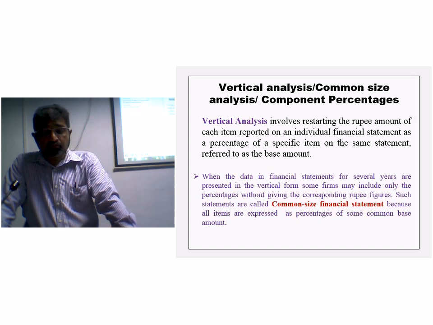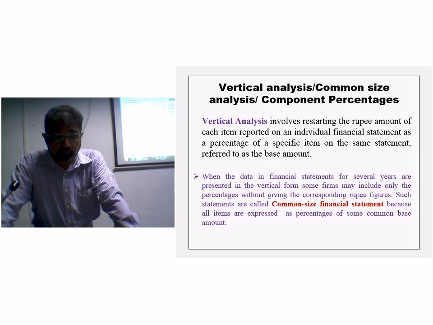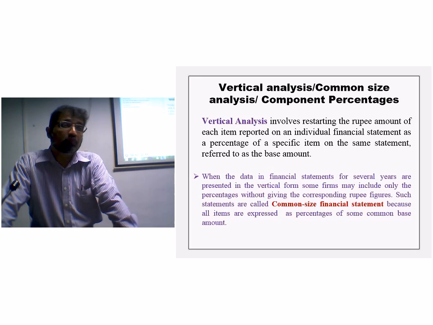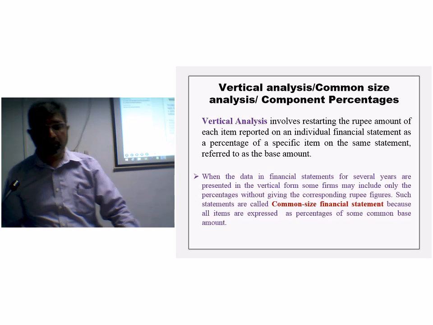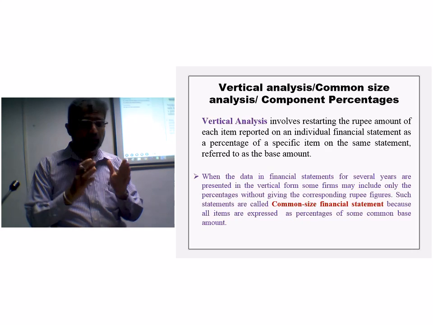Such statements are called common size financial statements because all items are expressed as a percentage of a common base value, right? We can show that detail as a percentage of the common value. That's why we use the term common size financial statement. The common value, most probably in the income statement, is net sales or the sales. In the statement of financial position, the common value is total assets, right? Based on that, we can arrange our percentages.